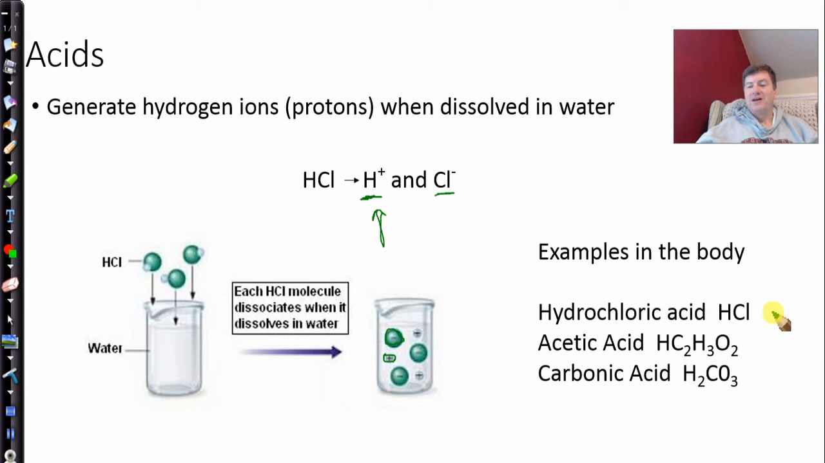Some examples in the body. We do see hydrochloric acid in our stomach, and we'll discuss that in A&P 2. Acetic acid is an important step in our breakdown of alcohol. Carbonic acid is connected in part to our blood metabolism.